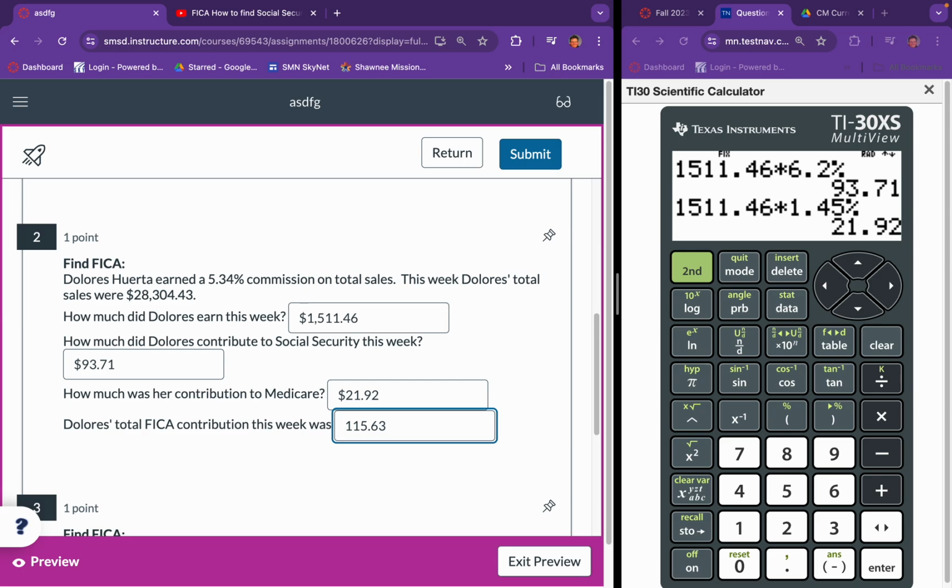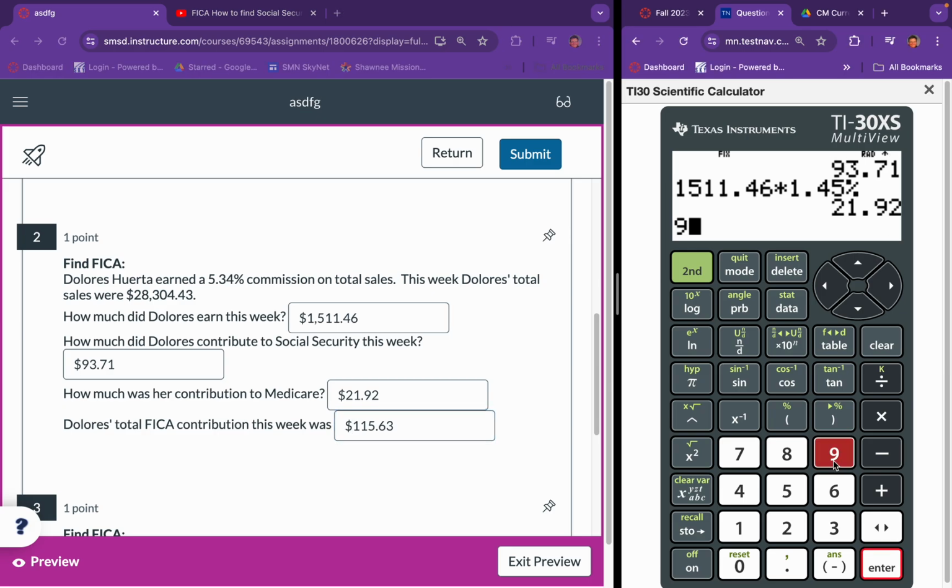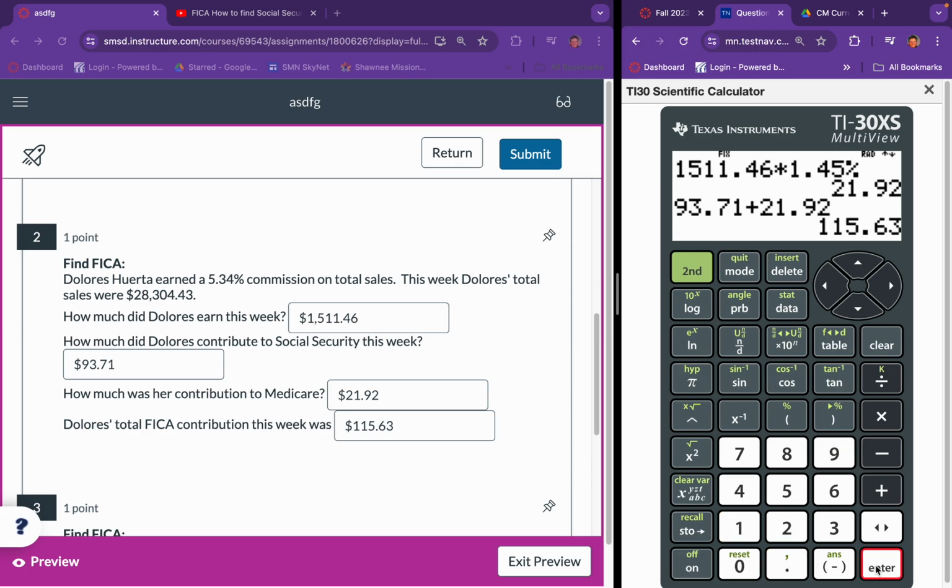Let's see how good my mental math is. So what we should do is take Social Security, which was $93.71, and add it to Medicare, which was $21.92, and that gets us $115.63. So this week, Dolores earned this much money, but when she looks at her pay stub and it says FICA, we're going to see that basically looks like 10%, $115.63 was taken out. Okay? So that's how we do that.